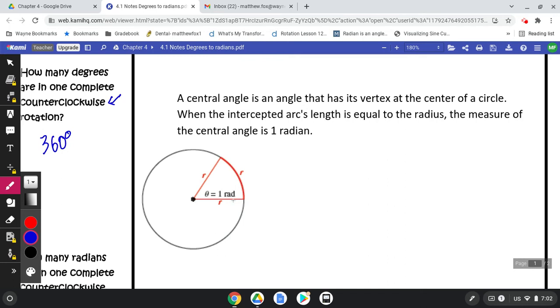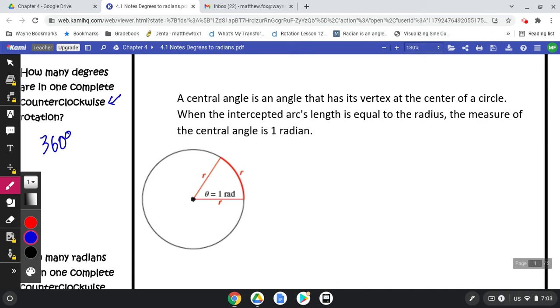And that radius, if we would lay that around the edge here, this is our intercepted arc. Do you see how this arc is r as well? That is the same length as the radius. If that is the case, we call that 1 radian. Now if we would trace around, here would be a radian, here would be a radian, here would be a radian, here, here, here, and it goes around a little bit more than 6 radians.